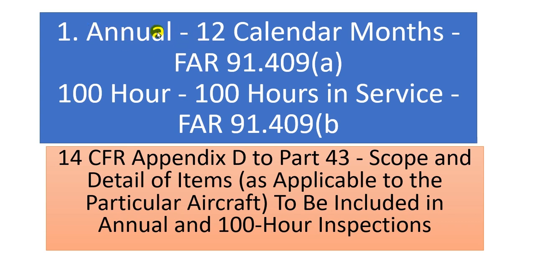This is the annual, 12 calendar months. So the items or tasks which have 12 calendar months need to be put in the RII list. And this is the reference here, 100 flight hours and annual. But if you go and find it, I think this is copyright. You can read it, but you can't copy the details.